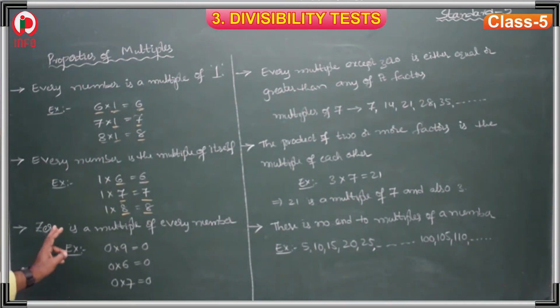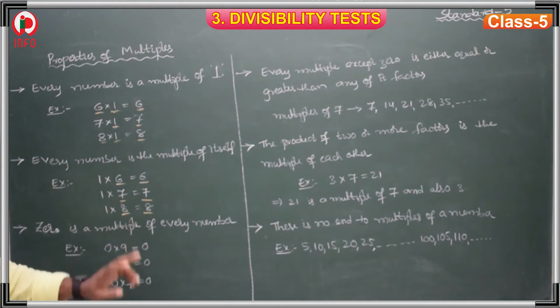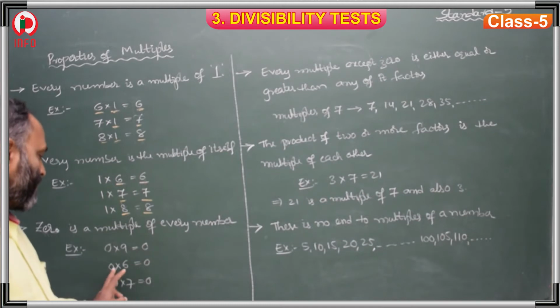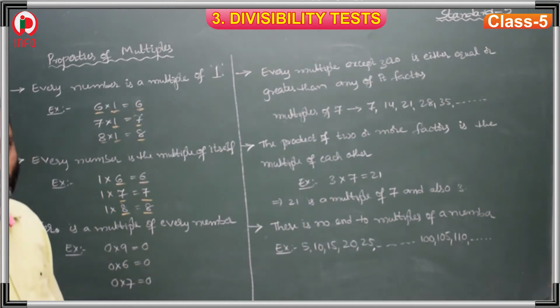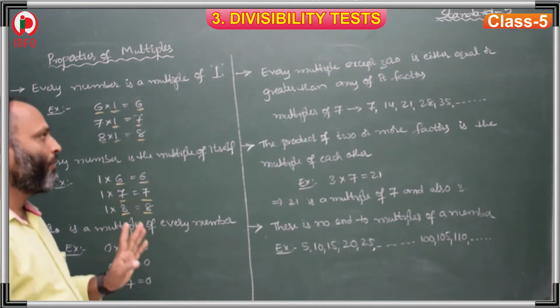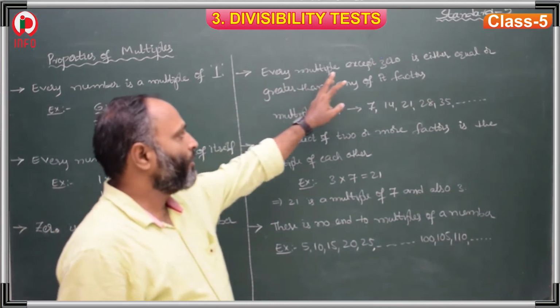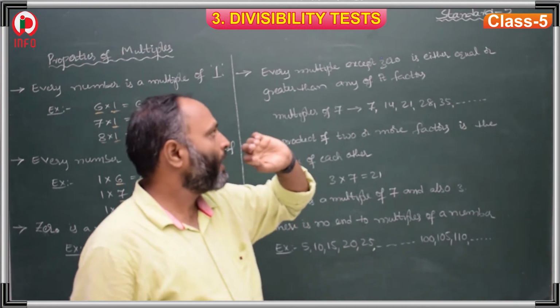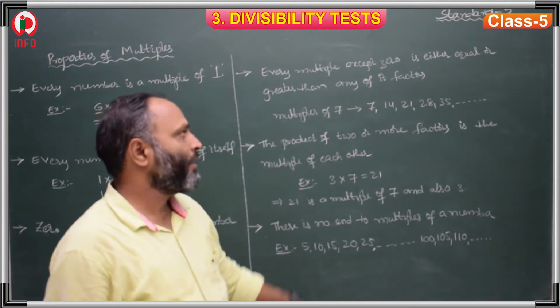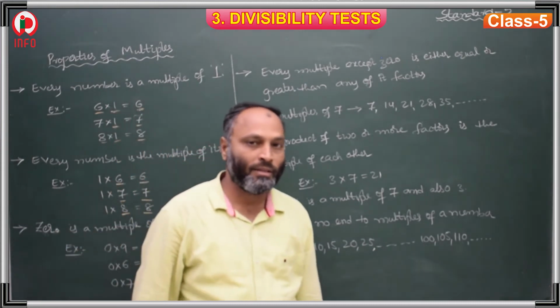Next, third: 0 is a multiple of every number. 0 times 9 is 0, 0 times 6 is 0, 0 times 7 is 0. This is the third rule. Fourth rule: every multiple except 0 is either equal to or greater than any of its factors.